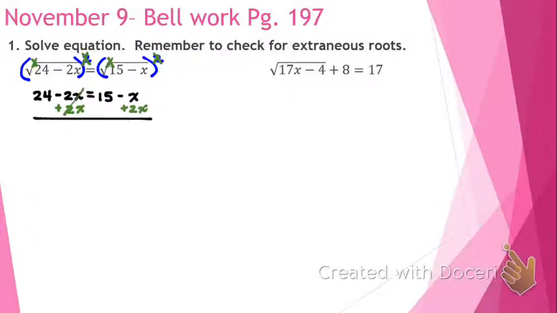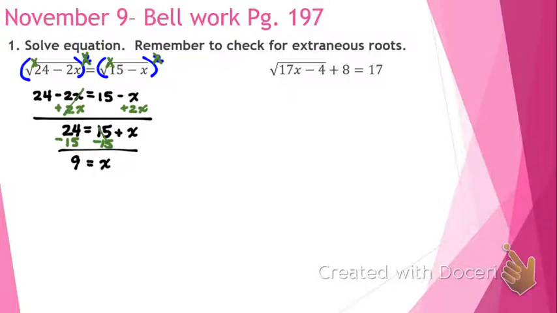So I'm going to bring down my 24 on the left-hand side. I'm going to bring down my 15. I have negative x plus 2x. What would that give me? 1x. You can write it as 1x or you can write it as just x. You don't have to have the 1 in front of it if it's a 1. What do I need to do now to get the x all alone? Subtract 15 from both sides. What's 24 minus 15? 9. So 9 is equal to x.